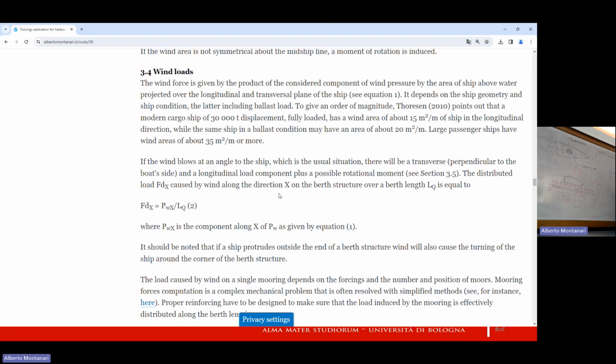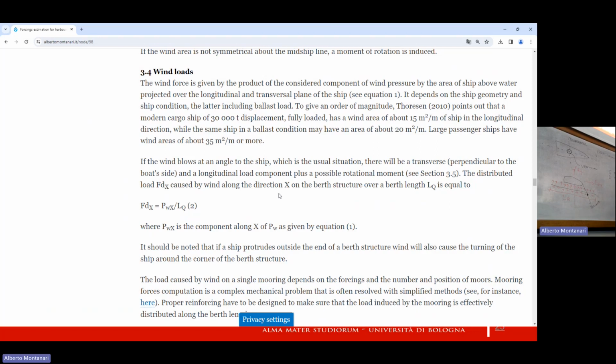Let me choose another one. So let's suppose that you have a mooring line here. Oh, it's again black, sorry. And this is a bollard. Okay, this is a bollard. You need to compute the single action over this bollard in order to check the anchorage of the bollard to the body of the berth.